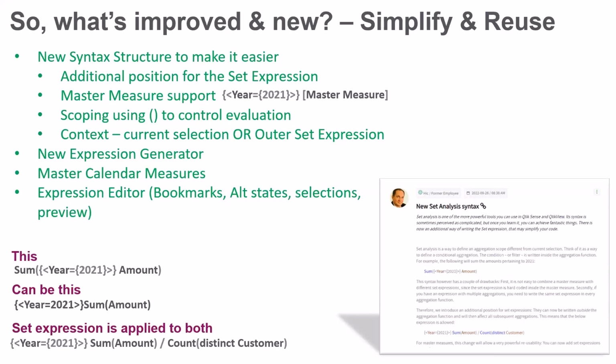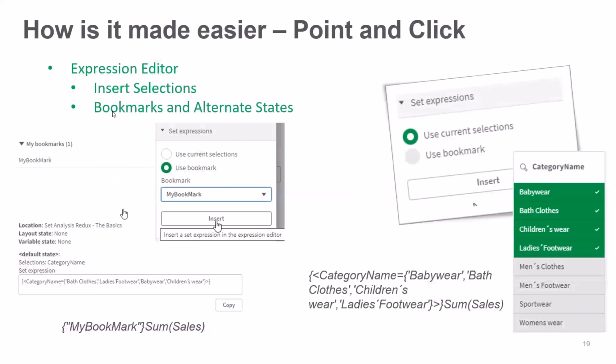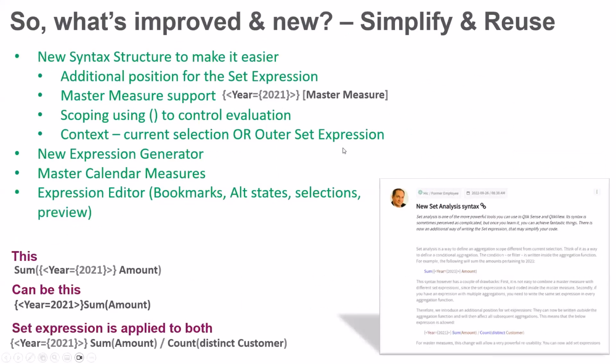A question came up regarding performance on the position. No, it does not affect any of the performance. There is also the inclusion of scoping, so you can control how the evaluation occurs by utilizing parentheses, and also using context, whether you want to use the current selection or an outer set expression. So you can, for example, have one expression use whatever current selections are used from the interface, and another expression use whatever is defined inside the set expression.